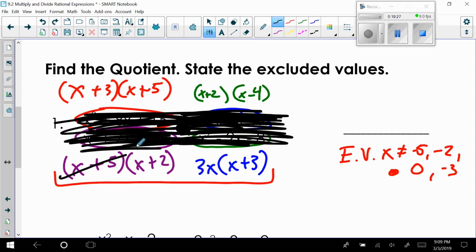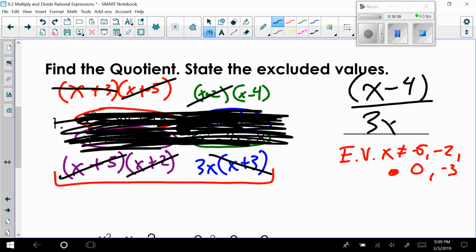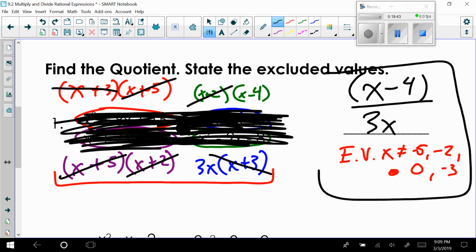This is x plus 5 and x plus 5 gone. X plus 3, x plus 3 gone. X plus 2, x plus 2 gone. What's left? X minus 4 on top, and 3x. Piece of cake. Okay, and technically all of this is your answer.